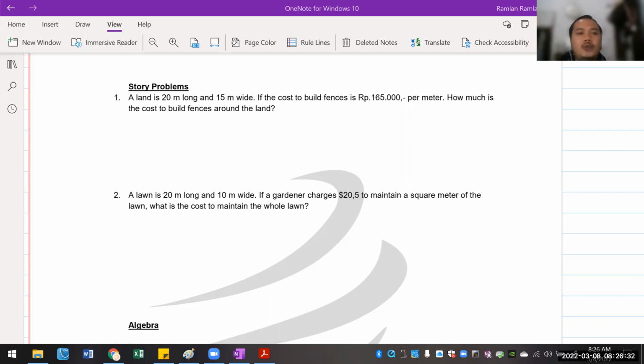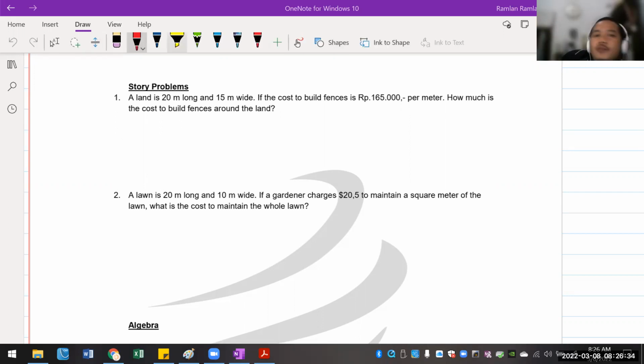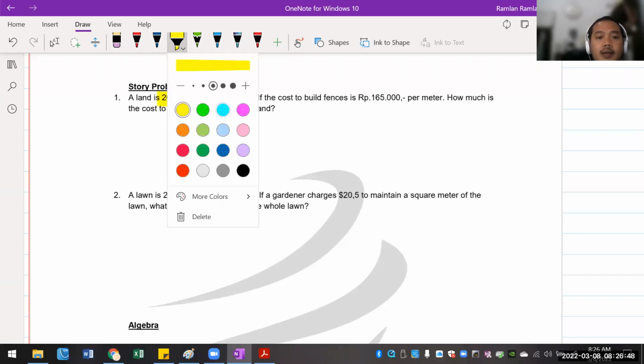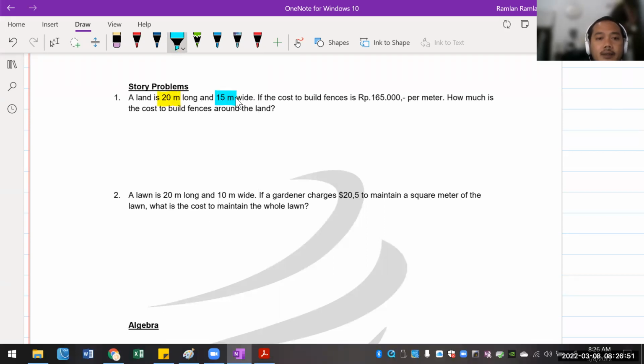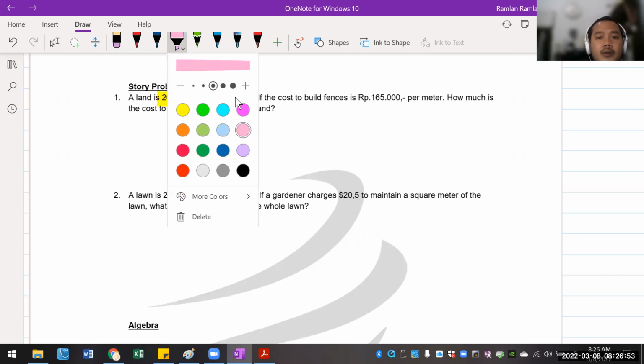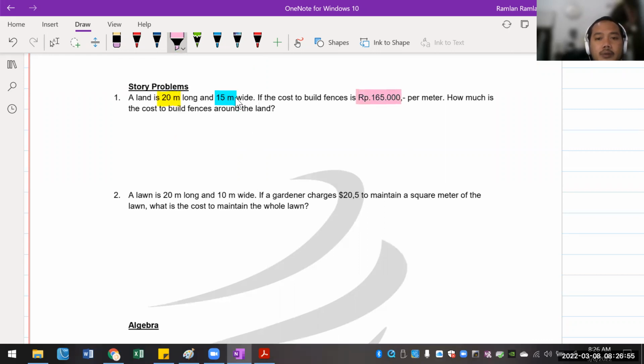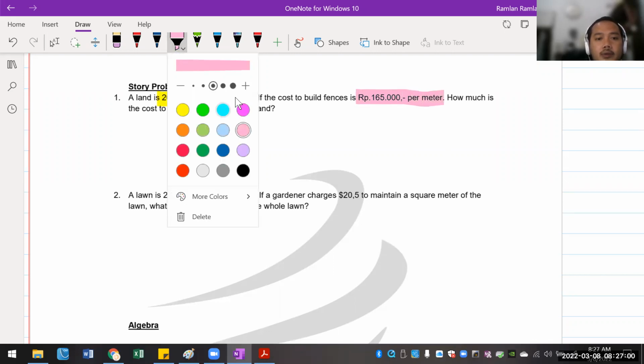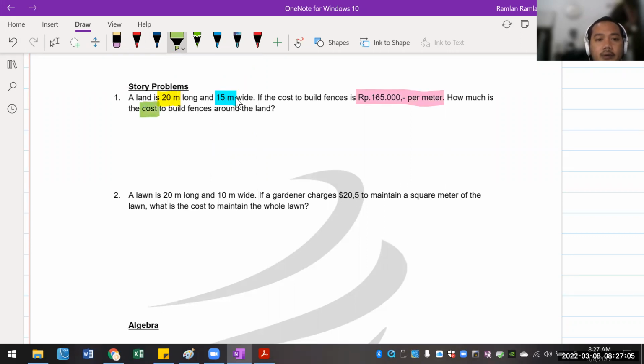Okay, so let's do number one here. I'm going to highlight some information that is very important in this question. Because we're talking about mathematics, of course, numbers matter. So I'm going to highlight the 20, and the 15, and also this one, per meter, which is also a number. And I'm going to highlight one more thing, this one over here.